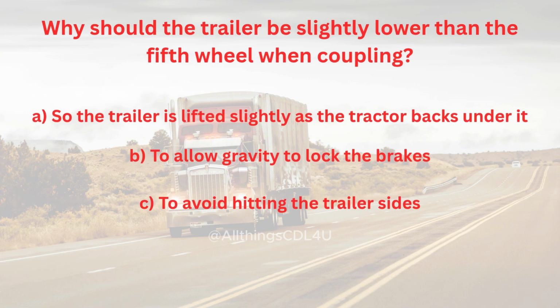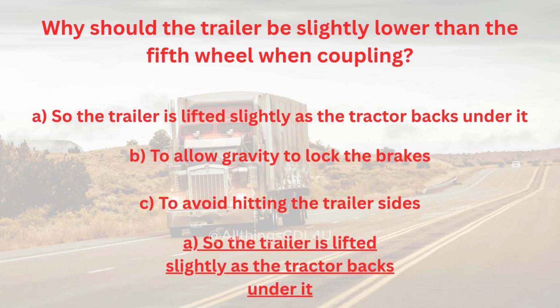Why should the trailer be slightly lower than the fifth wheel when coupling? A. So the trailer is lifted slightly as the tractor backs under it. B. To allow gravity to lock the brakes. C. To avoid hitting the trailer sides. A. So the trailer is lifted slightly as the tractor backs under it.